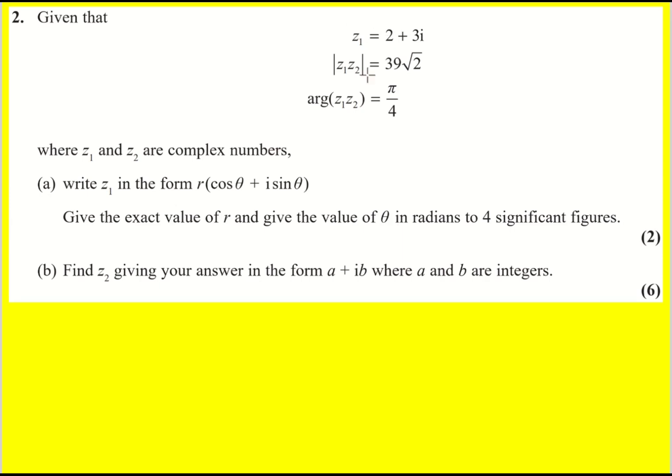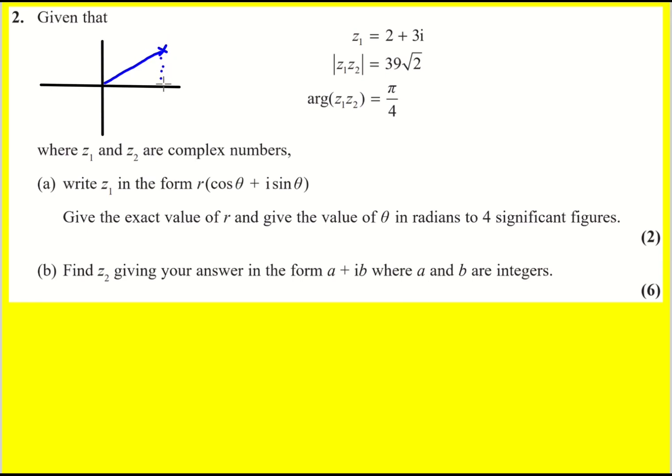Given a complex number z1, and then the modulus of the product and the argument of the product of z1 and z2. So the first thing I'm going to do is, well, actually it asks us to write z1 in polar form. And let's use the general definition.